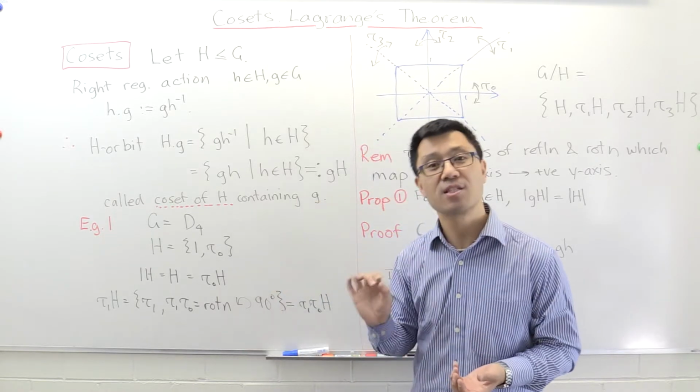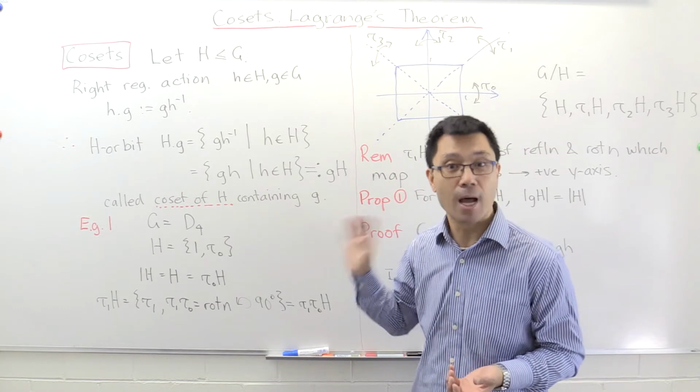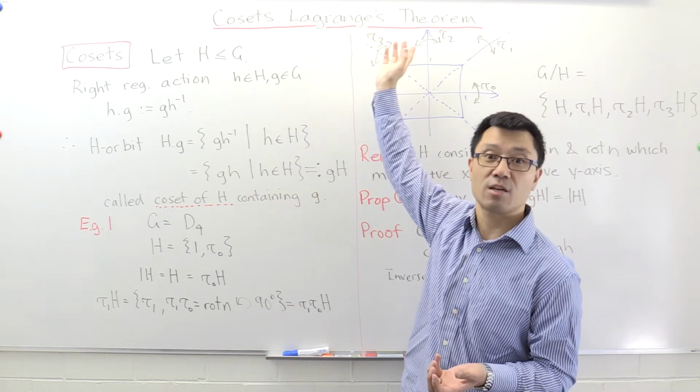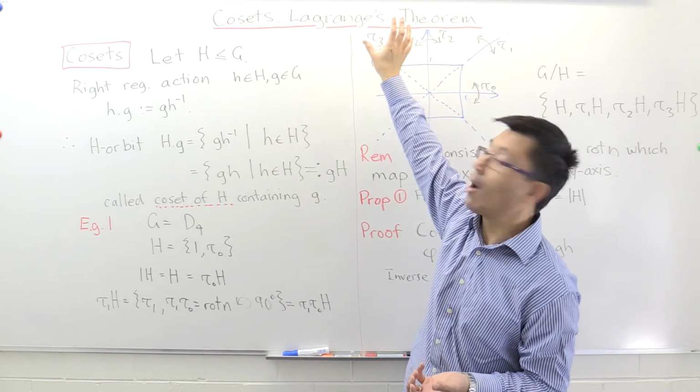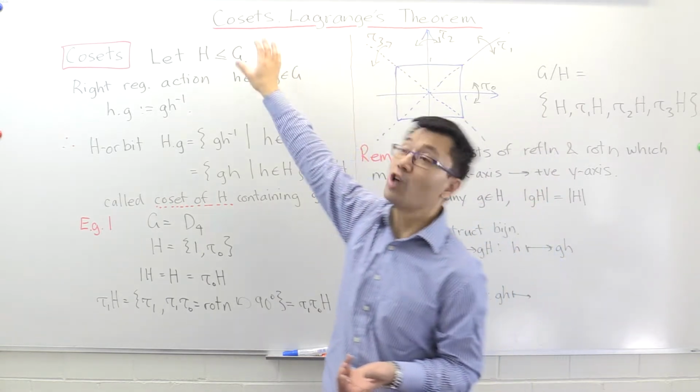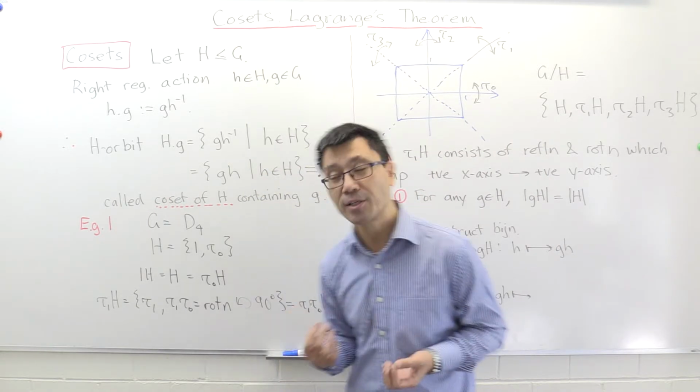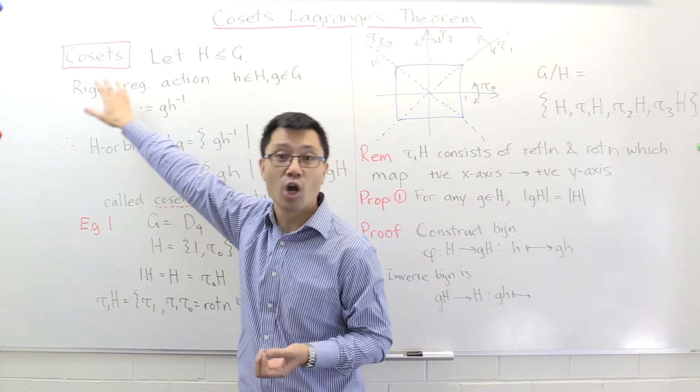What I want to show in this video is a very, very simple example of this, and a very important example where we come up with Lagrange's theorem. And the thing that's going to allow us to do that is the notion of cosets, which is absolutely fundamental to group theory. So let's introduce what cosets are.